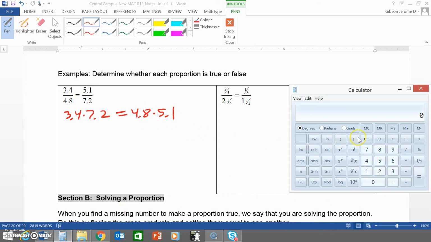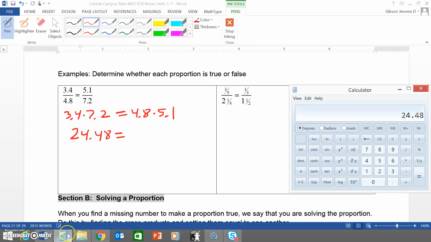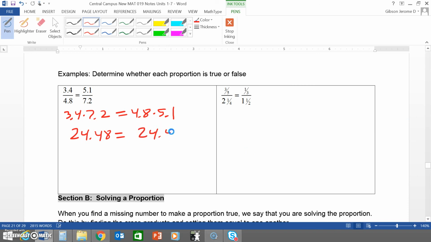Now let me put this in a calculator. 3.4 times 7.2 is equal to 24.48. And 4.8 times 5.1 would give us 24.48. So our answer would be true. They are proportional. Now we come here to the second problem.